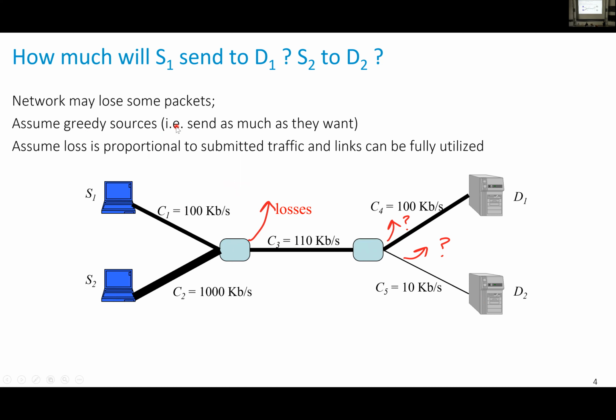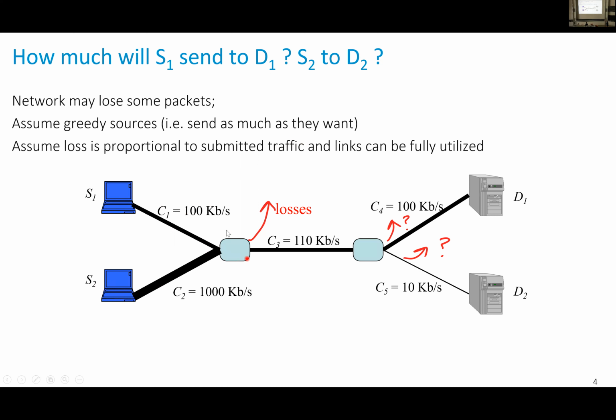Assume that we have greedy sources. That means sources that send as much as they want. In the internet, it was not as much as they want, but as much as flow control was allowing. Flow control, remember, is the size of the window that is sent by a TCP receiver to the TCP source. So if the servers are not busy, but the network is the bottleneck here, the flow control will allow the sources to send at very large amounts. So here, S1 is sending at 100 kilobit per second, cannot send more because the physical link does not allow more. And S2 is sending at 1000 kilobit per second.